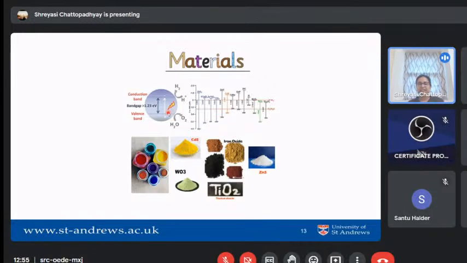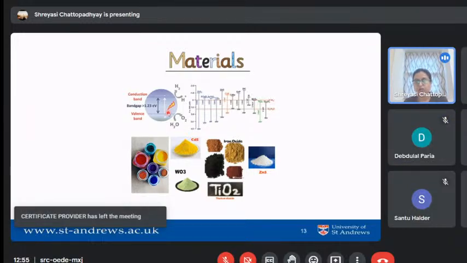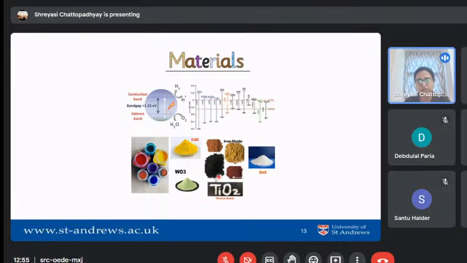And this slide shows some examples of the photocatalysts that people are nowadays trying to modify or work on to make them efficient. The most important is TiO2, and you might see it in the ingredients of your sunscreen lotion as well, if you check carefully.